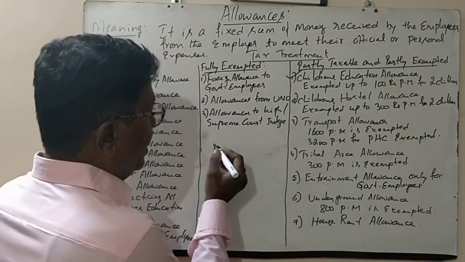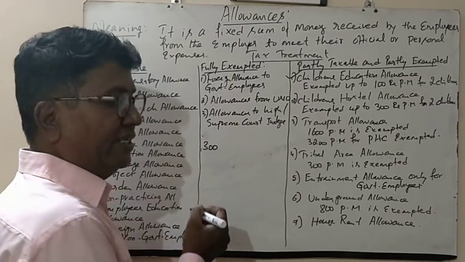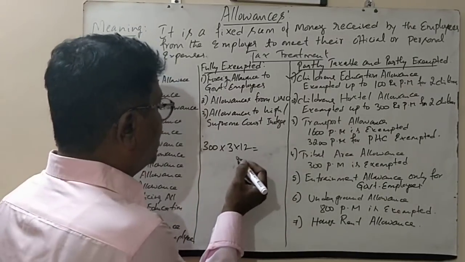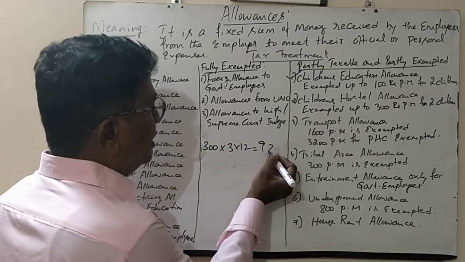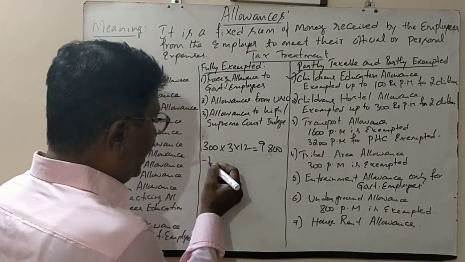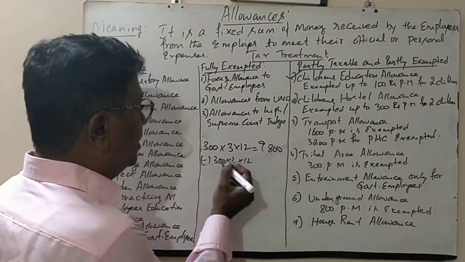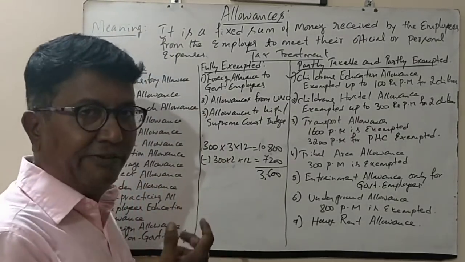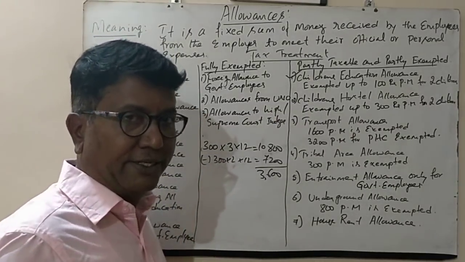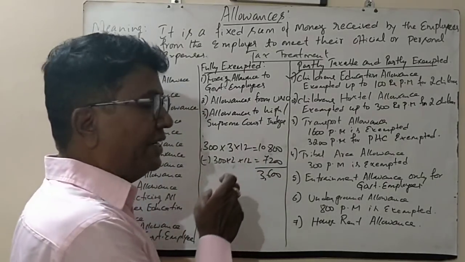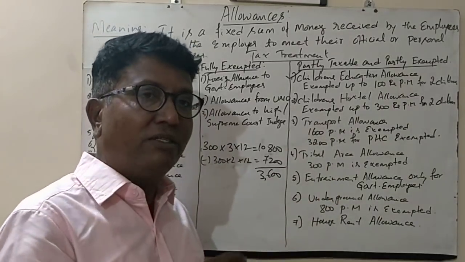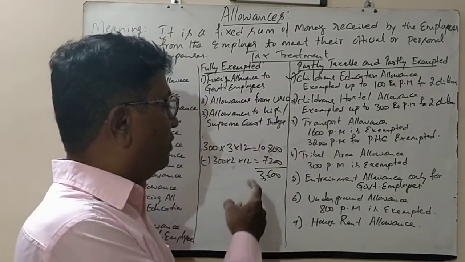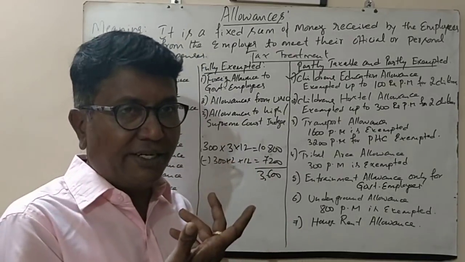In an example we will see, if 300 is given for three children, for 12 months it becomes 10,800 rupees. But the exempted limit is 300 into 2 into 12, so 7,200 will be exempted and the remaining amount is taxable. See, if my company has given me 300 rupees and I have three children, they are giving 10,800. But as per the income tax rules, I can get 300 rupees only for a maximum of two children, for 12 months it comes to 7,200, and the remaining 3,600 is taxable.